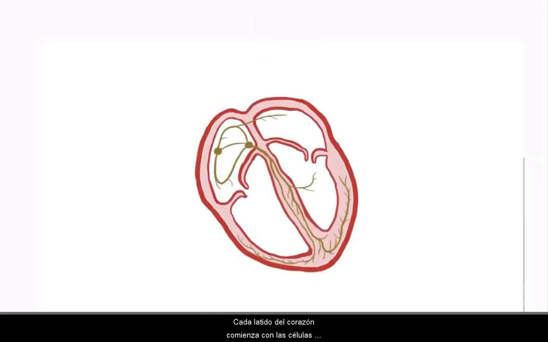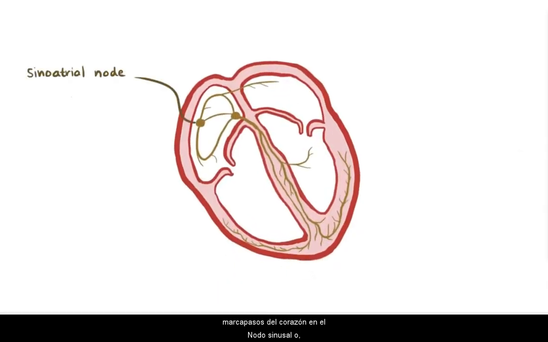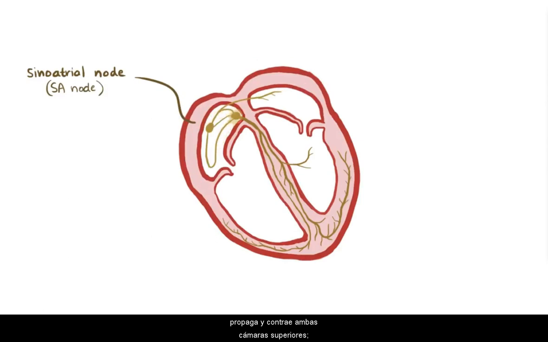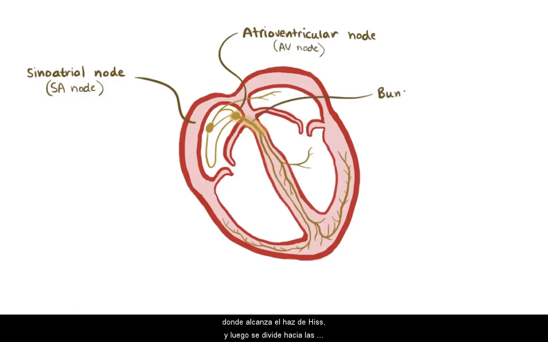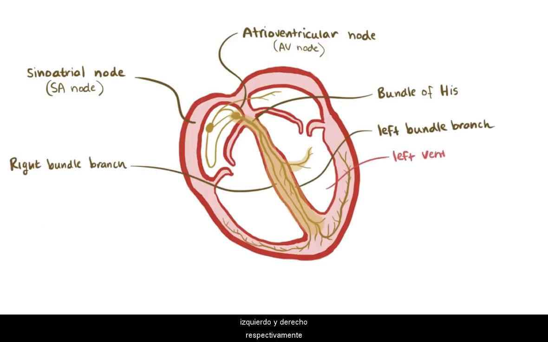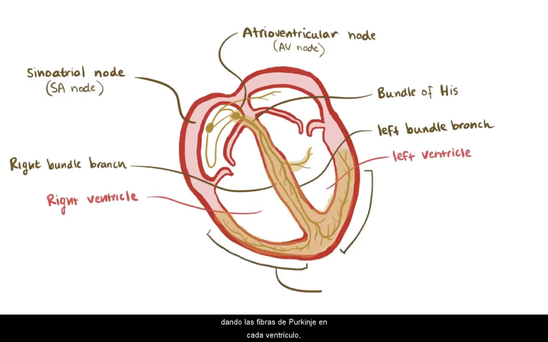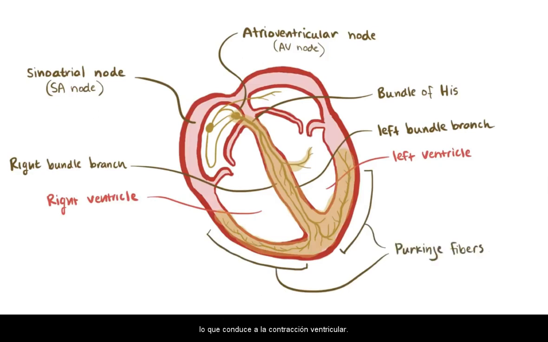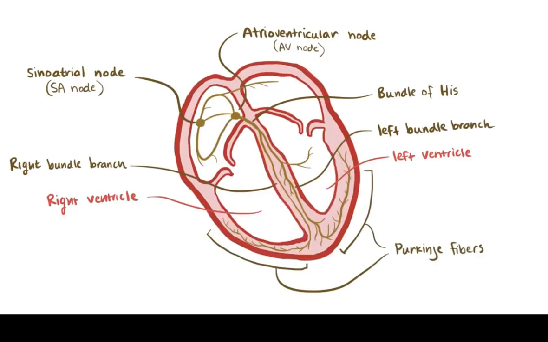Each heartbeat starts with the heart's pacemaker cells in the sinoatrial node, or sometimes SA node, in the right atrium. The SA node sends out an electrical signal that propagates out and contracts both upper chambers, then moves through the atrioventricular, or AV node, down into the lower chambers, where it reaches the bundle of His and then splits into the left and right bundle branches, serving the left and the right ventricles, respectively. The signal then goes on to each ventricle's Purkinje fibers, which leads to ventricular contraction.